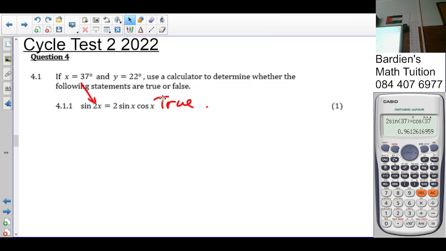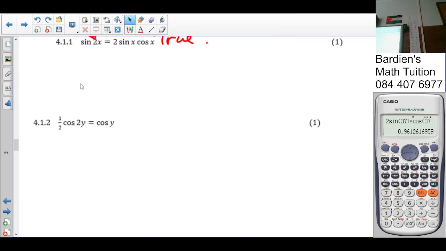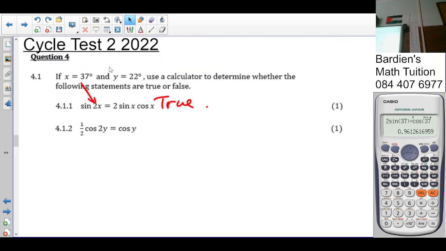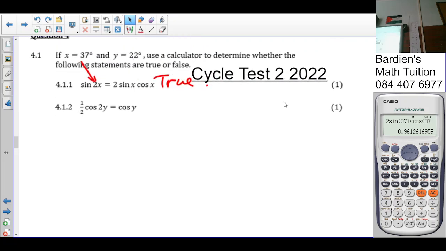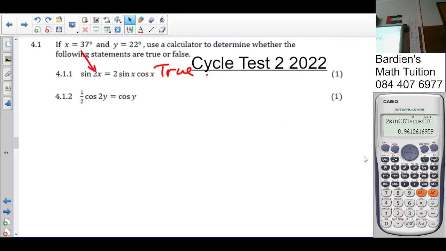Right, let's look at the next one. We're talking about y here now. So we have a half cos 2 times y, with y equal to 22, which is 0.3596. And then cos y, which is cos 22, is 0.93. So that is false, because the left hand side is not equal to the right hand side. So there we go, false.